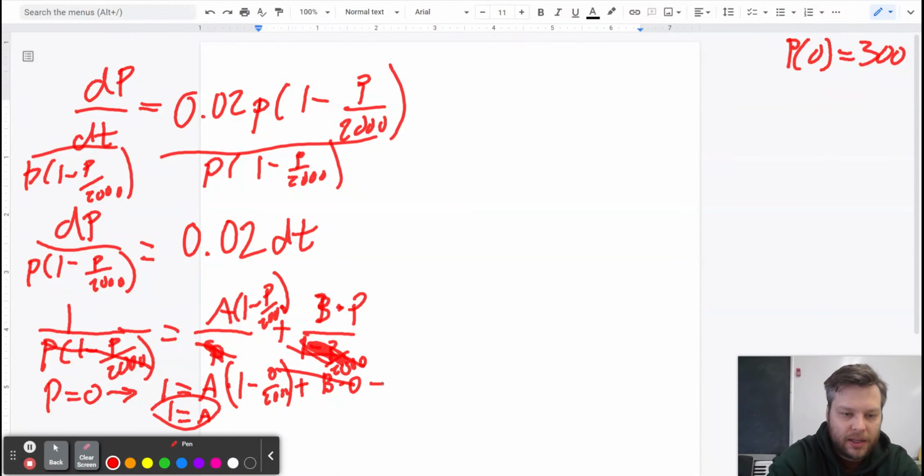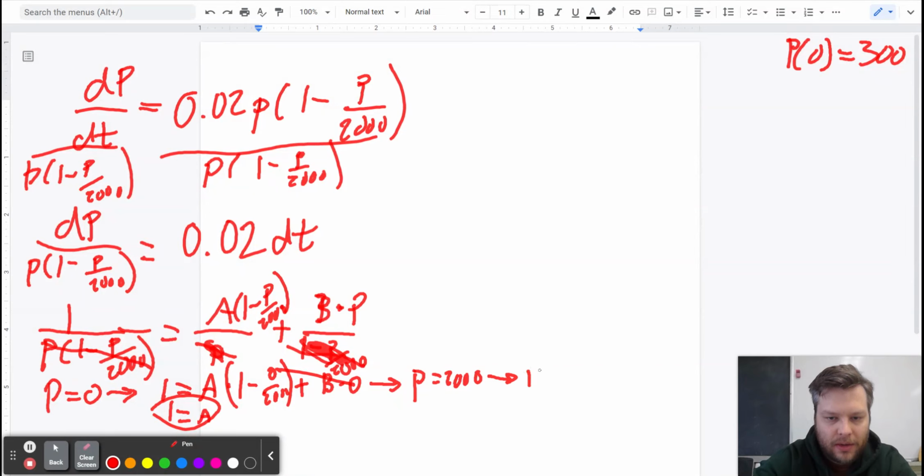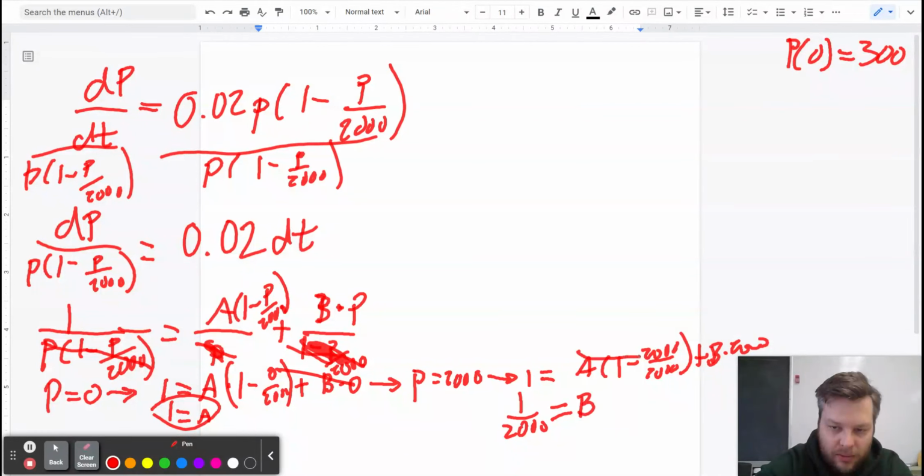Then I plug in P equals 2,000. Where did I get 2,000 from? Because that's going to get rid of the A factor. So if I plug in P equals 2,000, then I get 1 equals A times (1 minus 2,000 over 2,000). That's going to equal 0, plus B times 2,000. So I get 1 over 2,000 equals B, because this was equal to 0, so I divide by 2,000.